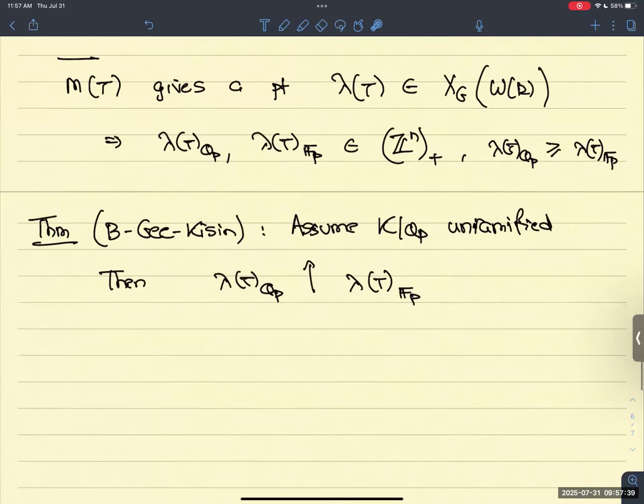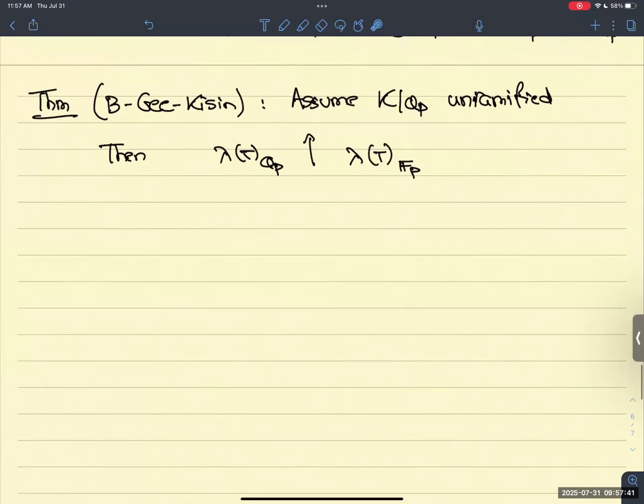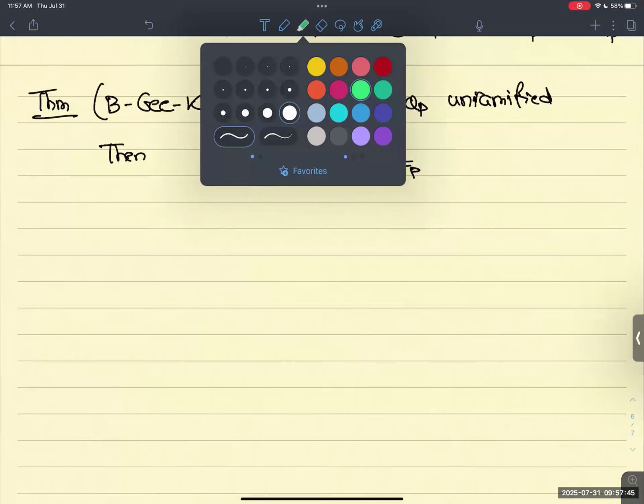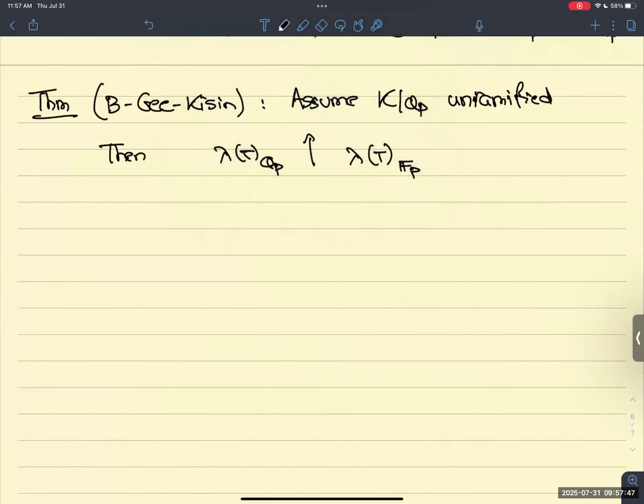And to give you an idea of what this up arrow is, and also to tell you why this stacky perspective is relevant to this, let me just tell you the proof in 2 lines.